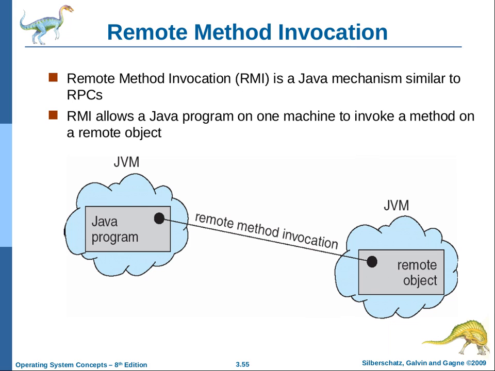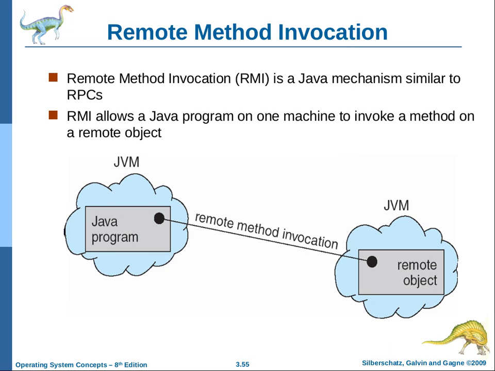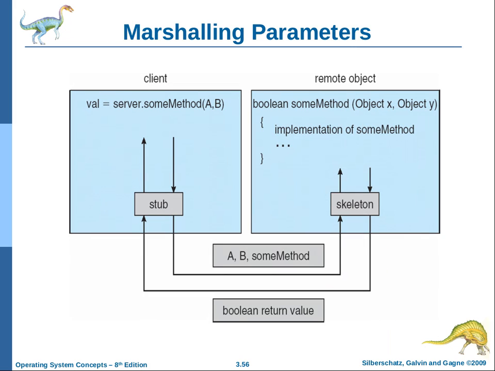It does a lot of the heavy lifting for you. So instead of having to do all of this, you just set up RMI and you're basically good to go. All right, marshaling.